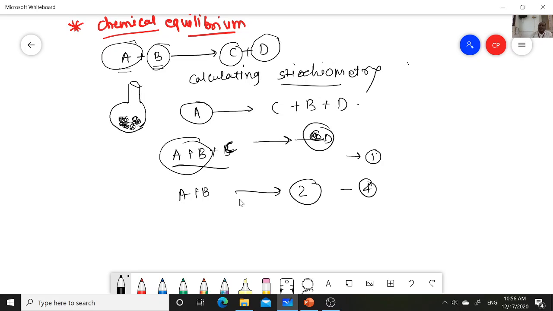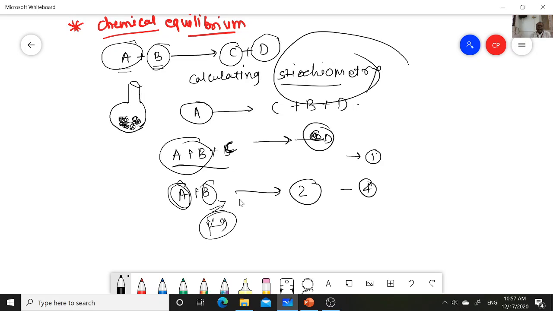Then what do we do in stoichiometry? We calculate how much liter of A reactant is taken. If it is a gas, we can say how many liters. If it is a solid, how many kilograms, milligrams, grams, etc. That is the weighable, measurable form. We take the reactant molecules and products are formed. When A plus B react, there is formation of C.